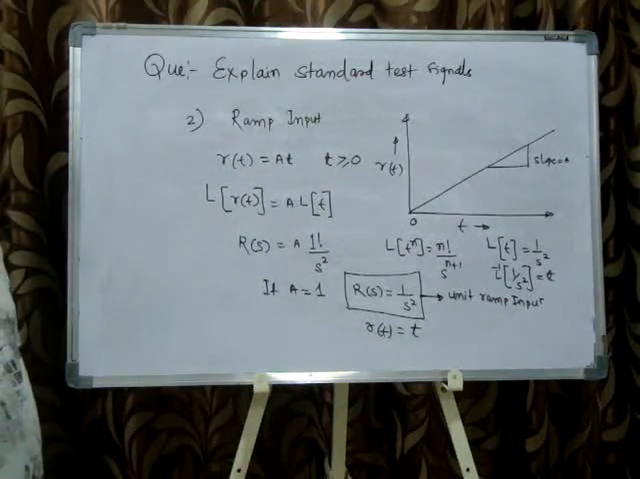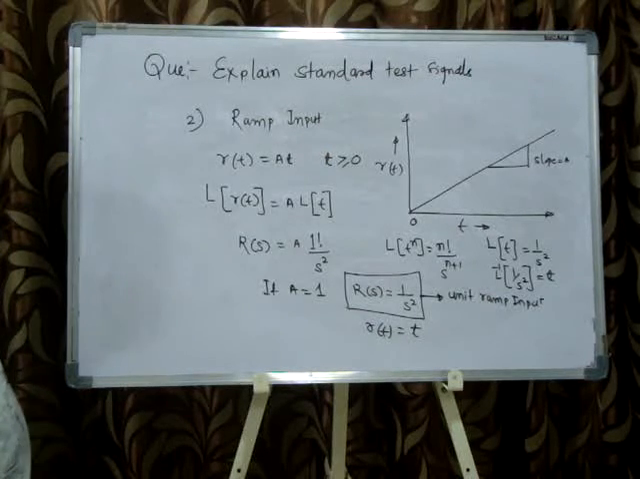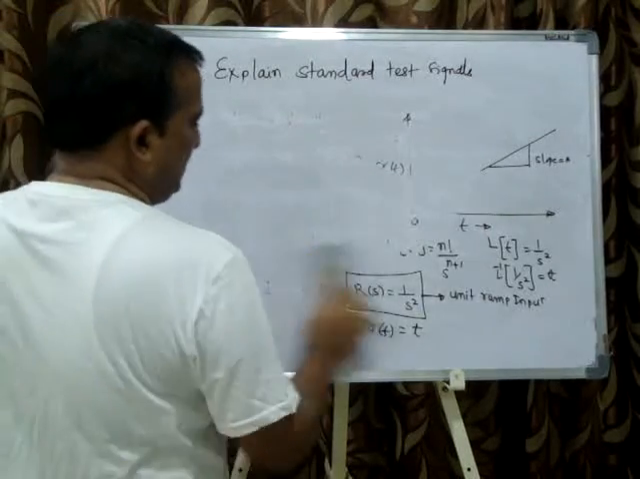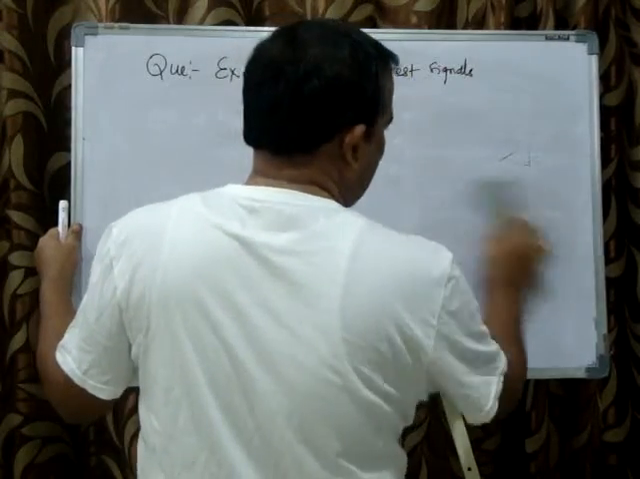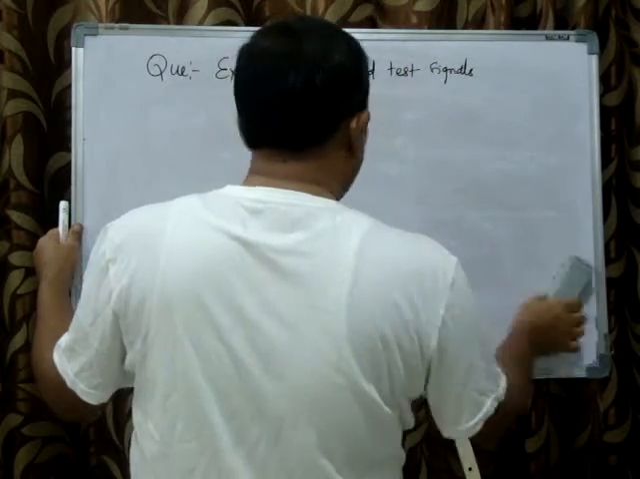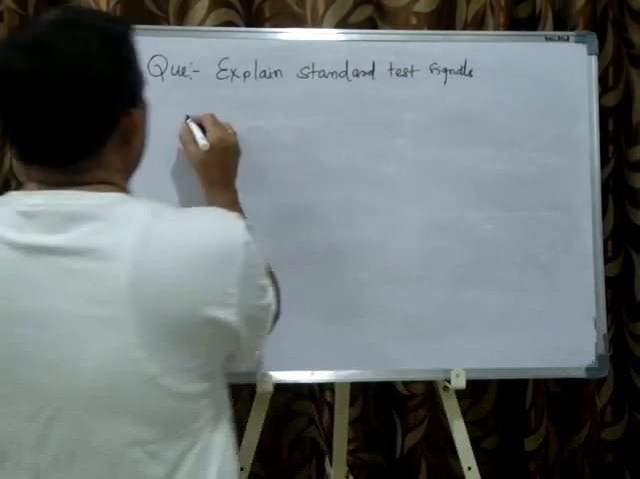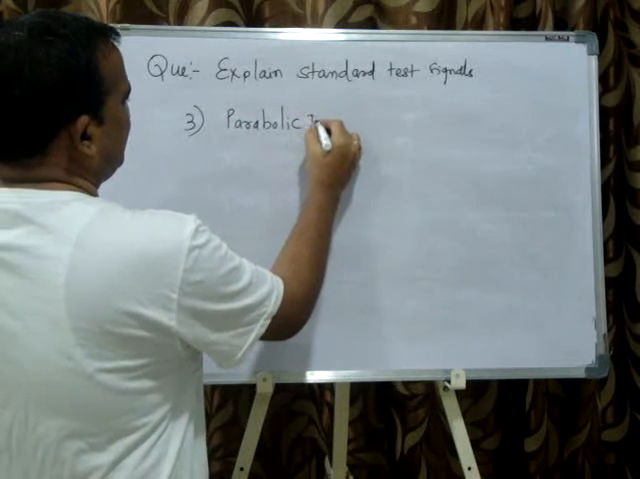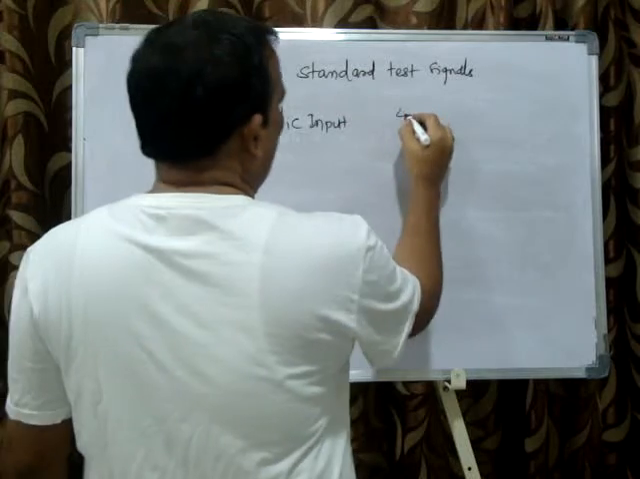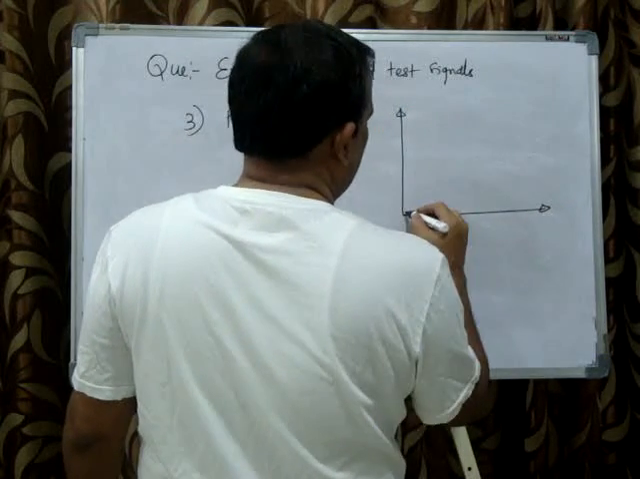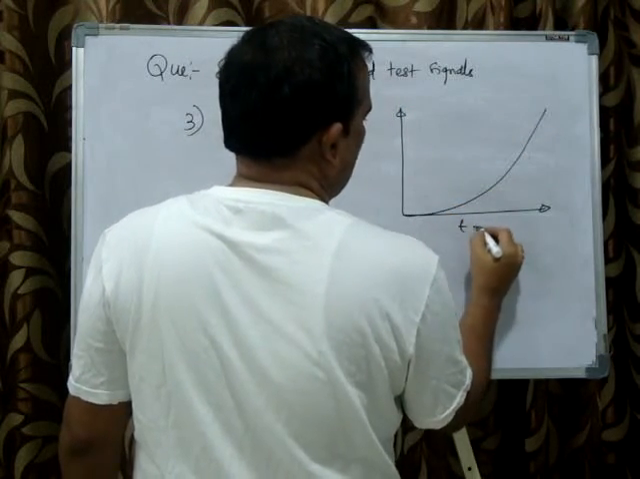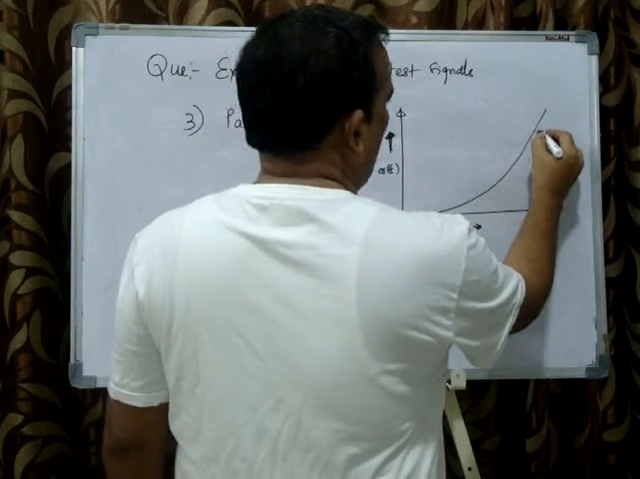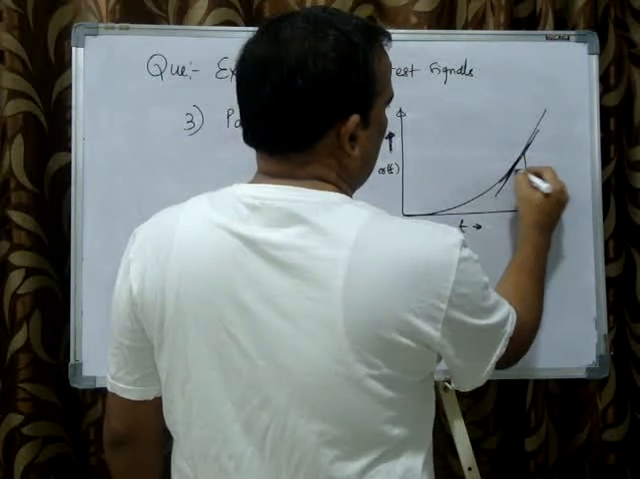Next one is called parabolic input, the third one. Here also the input goes on increasing in the exponential form or in the parabolic form. So the third one is called parabolic input. In the parabolic input, the input is like this. It goes on increasing with respect to time. So it has an infinite number of slopes. Now I will take a particular slope at a particular time. So now the slope becomes what?